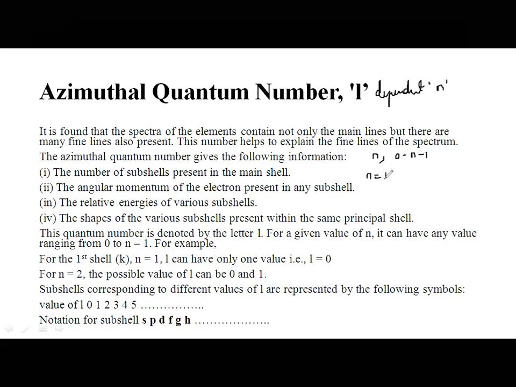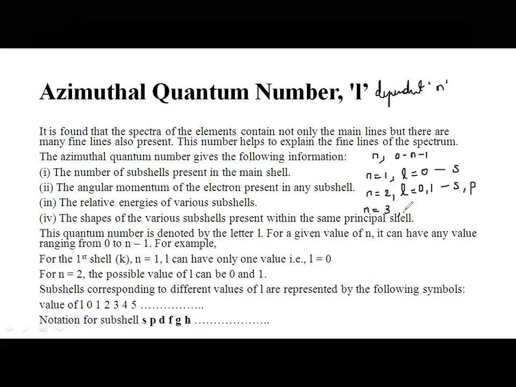For example, if n is equal to 1, then l will be from 0 to n minus 1. 1 minus 1 is 0. So l will be 0, and this particular subshell is called s. If n is equal to 2, l values vary from 0 to 2 minus 1. So it is 0 and 1, correct? If it is 0, it is s. If it is 1, we call it p.